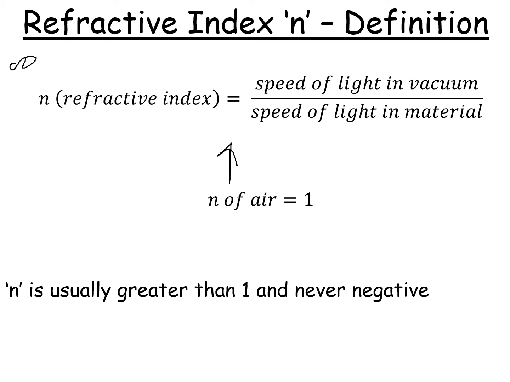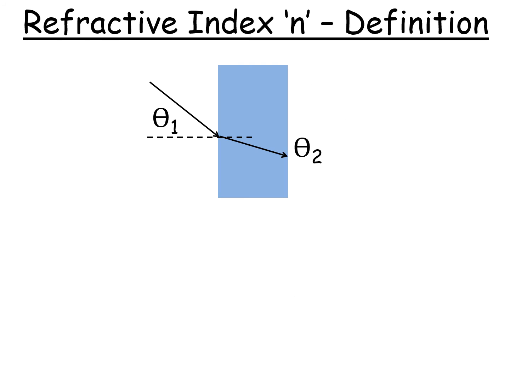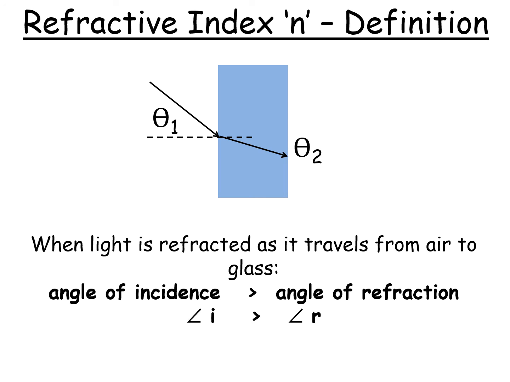N is usually greater than 1 and never negative. Right, so a follow on from the refractive index definition is this. When light is refracted as it travels from air to glass, then the angle of incidence will always be the angle greater than the angle of refraction. So notice in my diagram how this angle here, the angle of incidence, is actually bigger than the angle of refraction. And that's always true when light goes from air into glass.